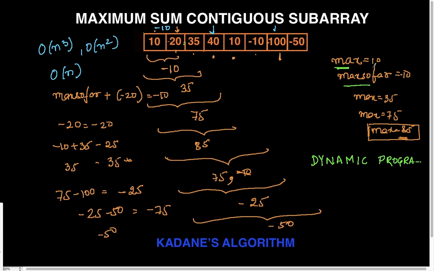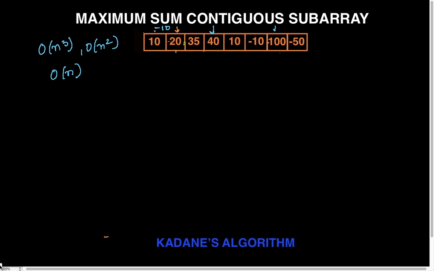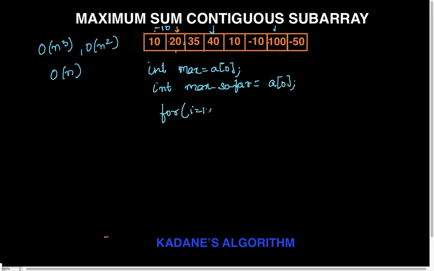So now let's say if we have to write code around it, how are we going to write that? So let's just go ahead and see that. Now let's try to write the code for whatever we have seen till now. So we had two variables which we already saw. Let's say int max equal to a of 0 and max so far is going to be a of 0. Now I start my iteration from i equal to 1 and I go till n minus 1.